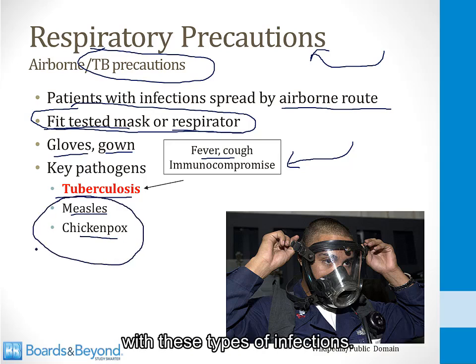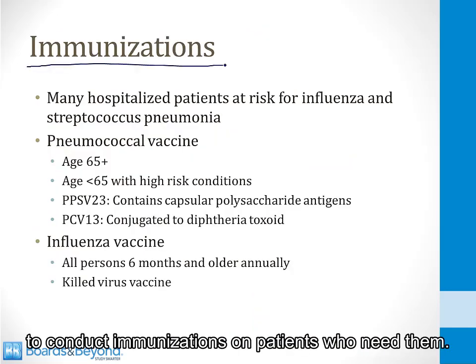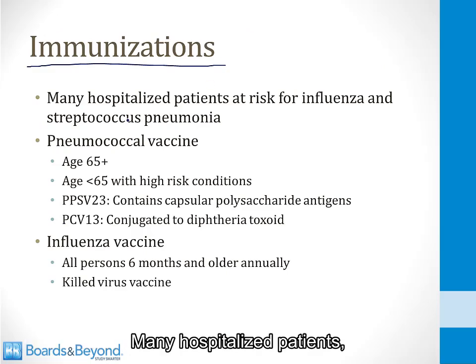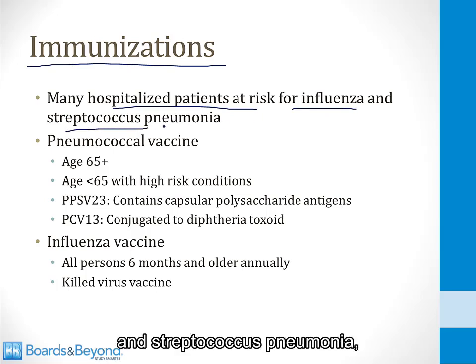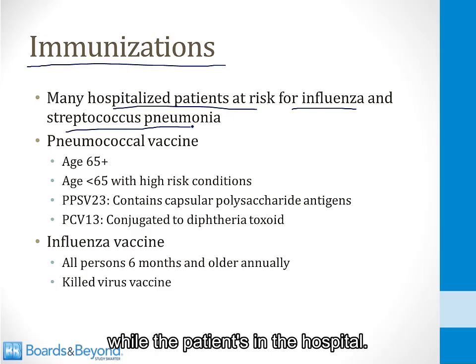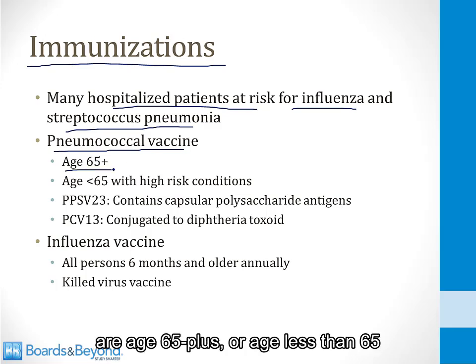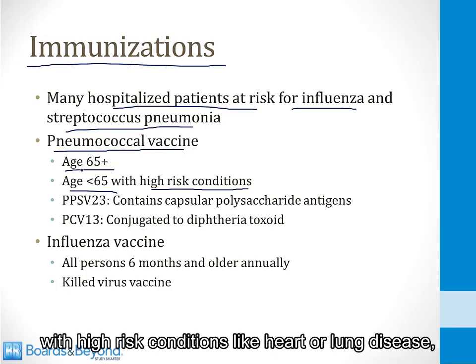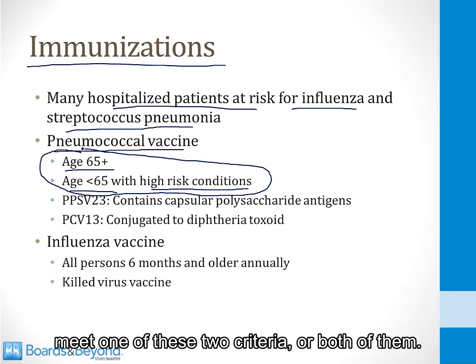Hospitalization is a good opportunity to conduct immunizations on patients who need them. Many hospitalized patients, especially adults, are at risk for influenza and streptococcus pneumonia, so these two immunizations can be administered while the patient's in the hospital. The indications for the pneumococcal vaccine are age 65 plus or age less than 65 with high-risk conditions like heart or lung disease, and almost all hospitalized patients meet one of these two criteria or both of them.